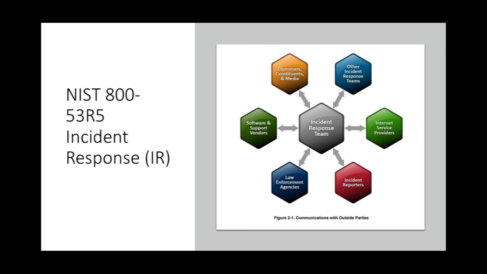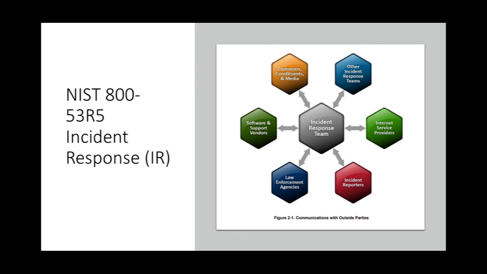The incident response team in the center communicates with internal and external organizations and entities. Here are some of the organizations they communicate with. First one is software and support vendors. They could have CVEs or vulnerabilities and get hacked and cause you to get hacked. Customers, constituents, and media. Once again, the customer could get hacked, causing you to get hacked. Other incident response teams. If you have some information or VMs up in Amazon and Amazon got hacked, of course that will be your information, so you will have to communicate with the Amazon team.